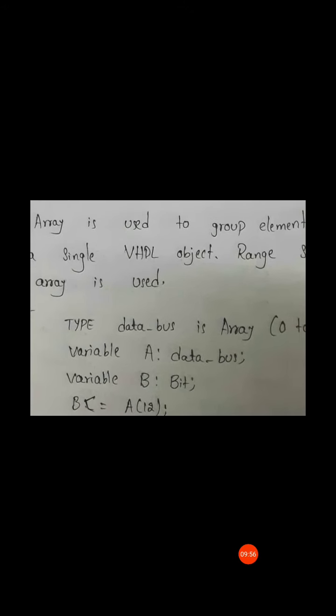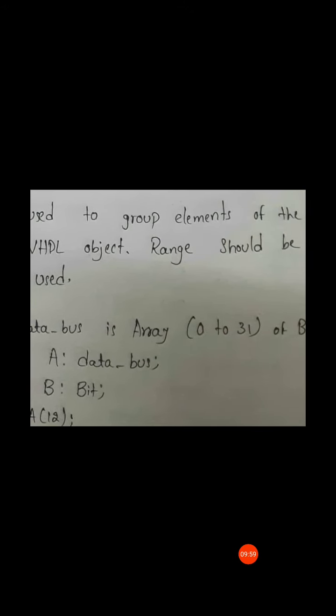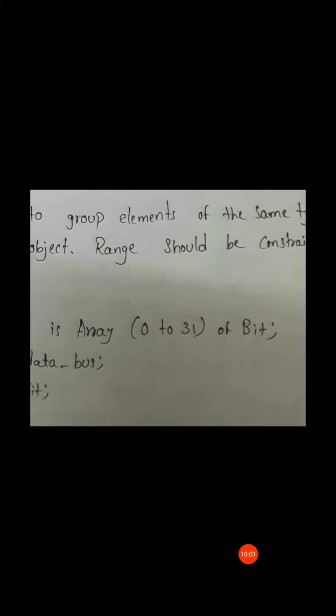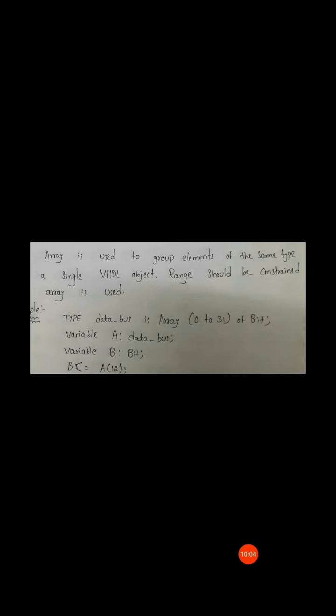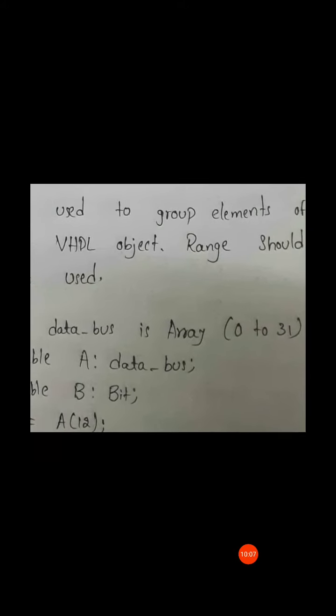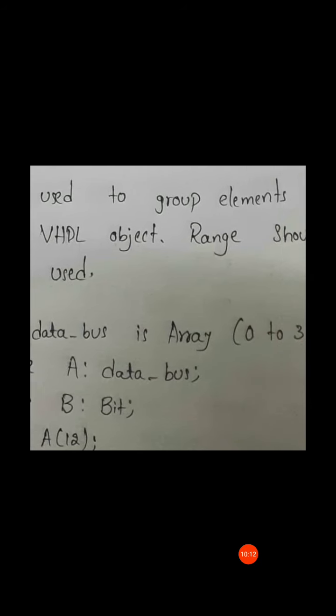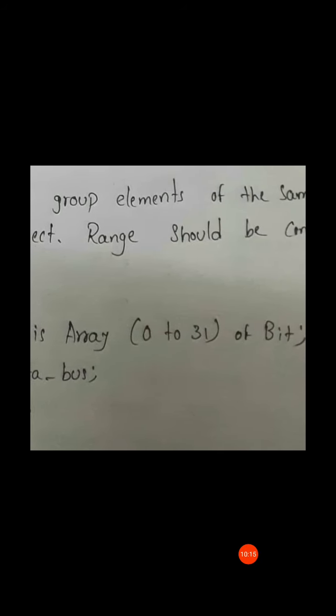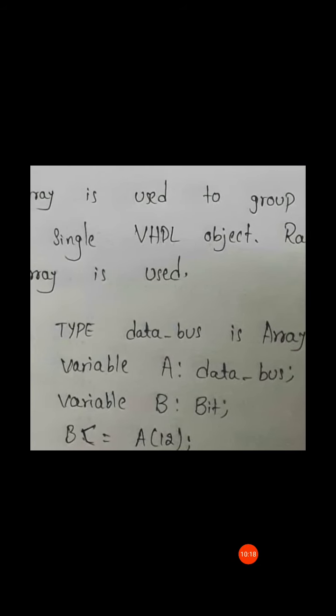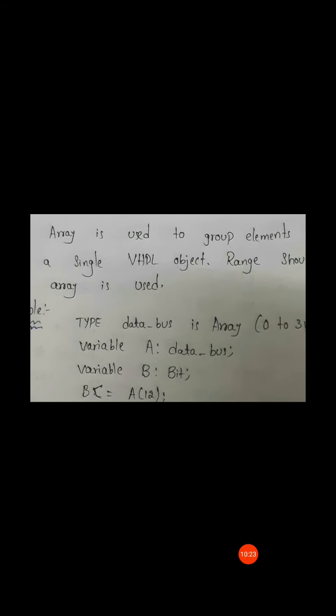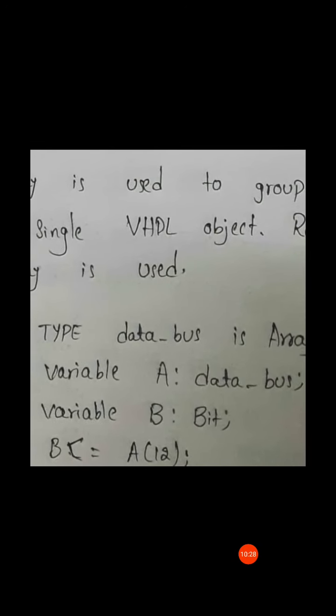Type data bus is array of, here we mention the range 0 to 31 of bit. For this variable a, we are giving it as data bus. Next, variable b is bit. So here the array is from 0 to 31, and we are mentioning it as bit. That is b less than or equal to a of 12. a is also in the range of 0 to 31, so that's why we are writing b less than or equal to a of 12. That should end with a semicolon, right? That is the example for this array.